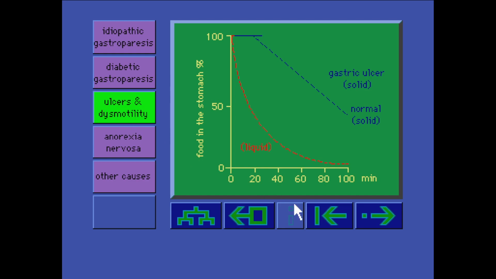In patients with a gastric ulcer, solid food emptying is often delayed due to antral hypermotility. In patients with duodenal ulcers, emptying of solid and semi-solid food is often accelerated, as if the stomach fails to differentiate between solid and liquid food. After healing of the ulcer, gastric motility remains disturbed in some of the patients.